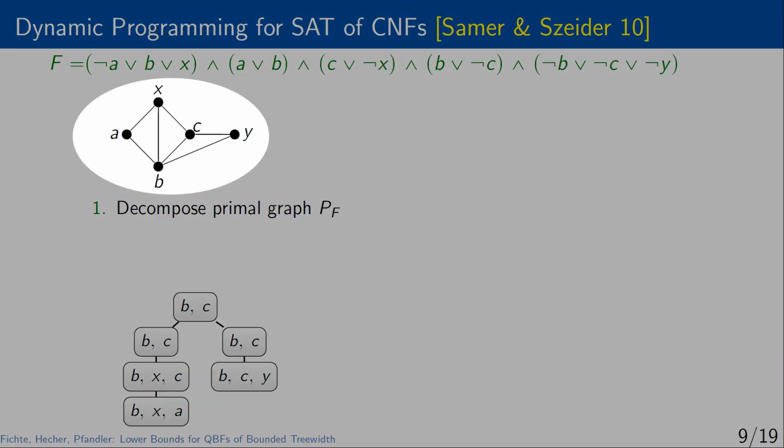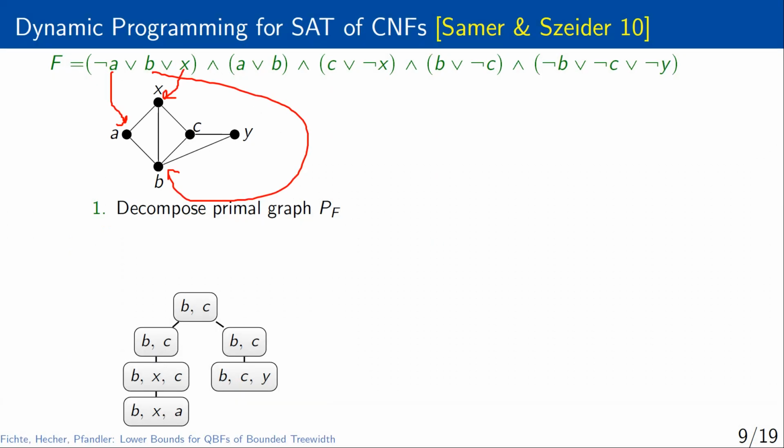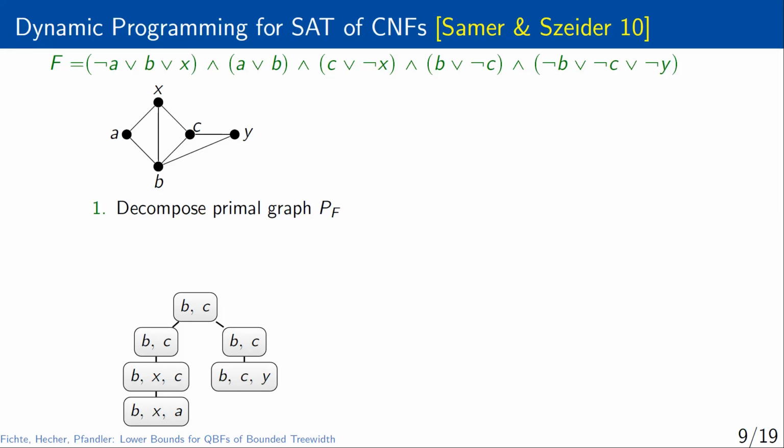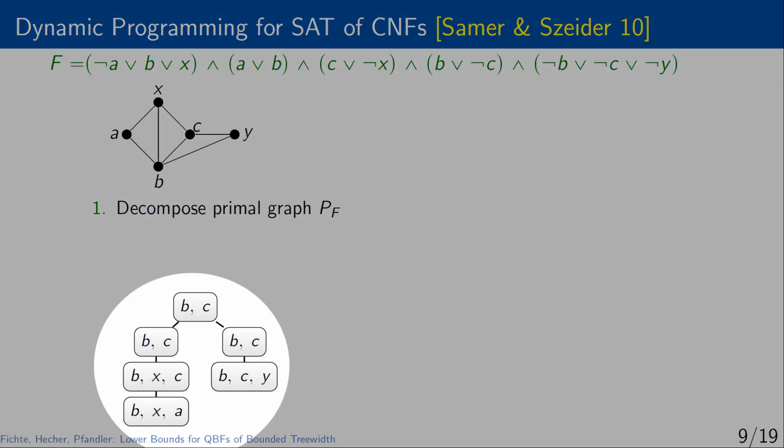Here we use the so-called primal graph, where as vertices we have the variables of the formula, and we have an edge between two vertices whenever the two variables occur together in at least one clause. Similarly, this can be done for a formula in disjunctive normal form, where a clause is replaced by a term. So assume the given tree decomposition, which you already know, of the primal graph of the given formula.